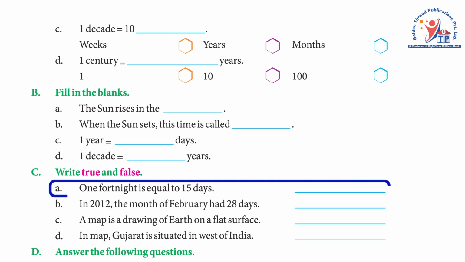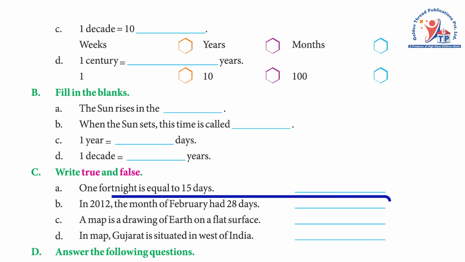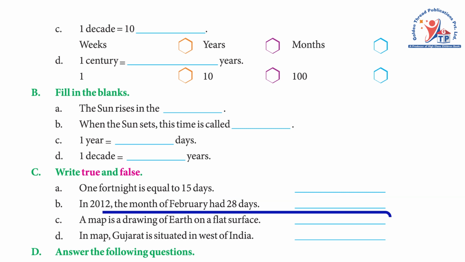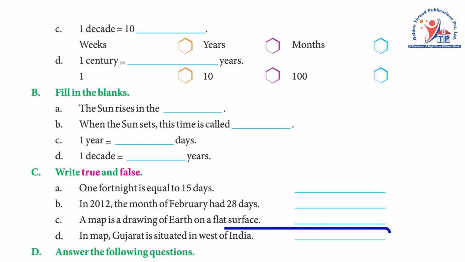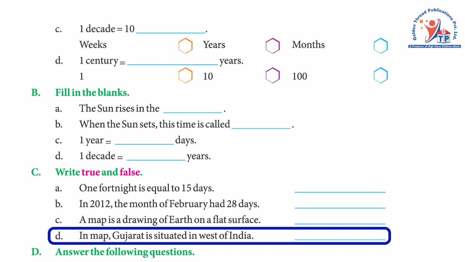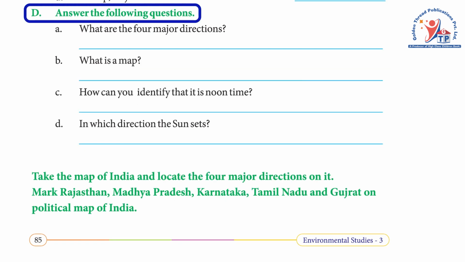C. Write true or false. A. 1 fortnight is equal to 15 days. Answer: true. B. In 2012, the month of February had 28 days. Answer: true. C. A map is a drawing of the earth on a flat surface. Answer: true. D. In the map, Gujarat is situated in the west of India. Answer: true.